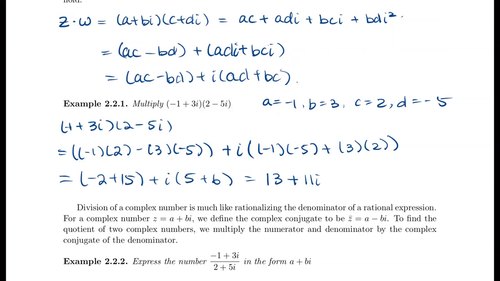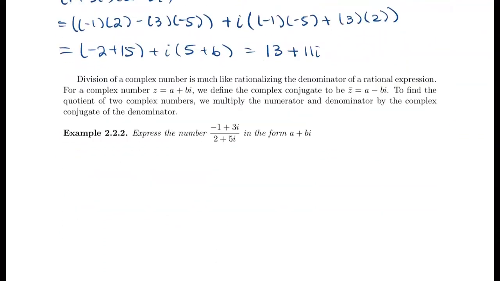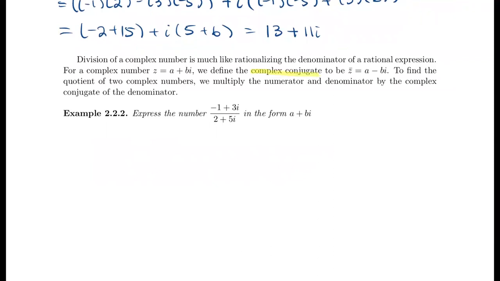So division of complex numbers is very similar to rationalizing a radical expression. Let's say for a complex number a plus bi, we define the complex conjugate here. The complex conjugate is the opposite or the conjugate of the complex number, where we denote it by z bar, which is equal to a minus bi.